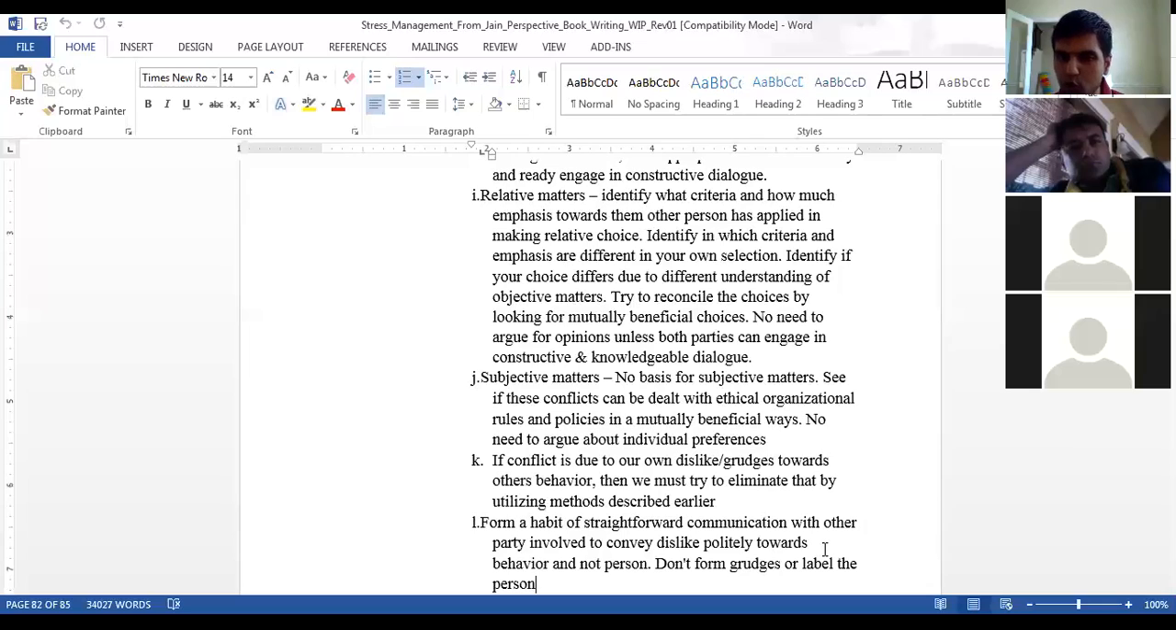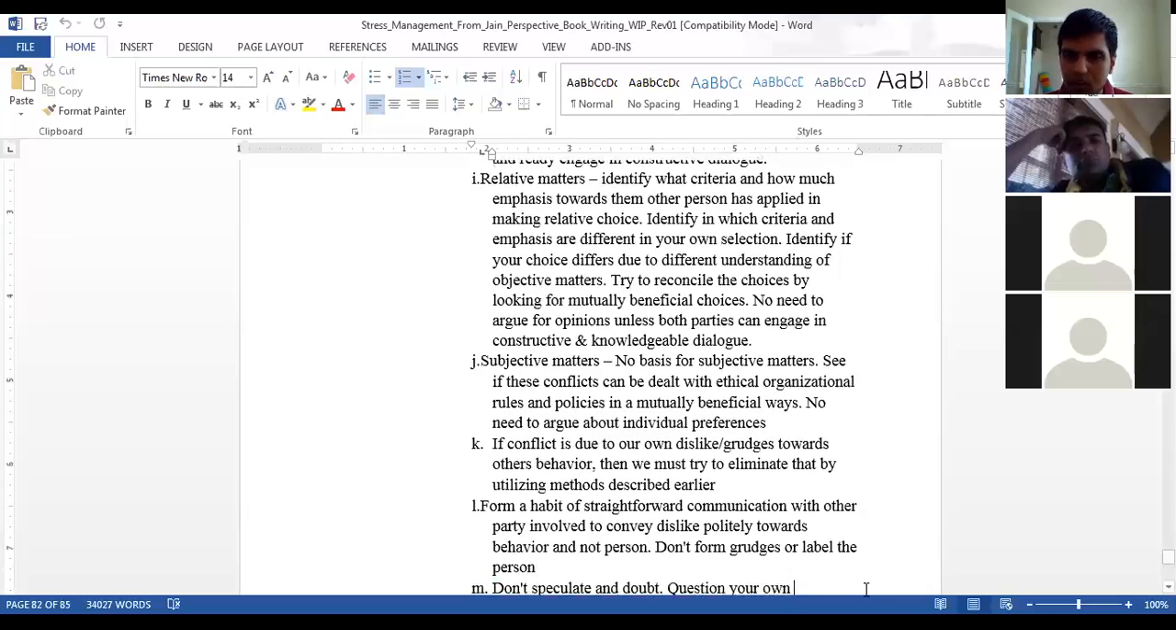So forming a habit of straightforward communication with the other party involved, to convey the dislike politely towards the behavior and not the person. So always, even when we have a dislike towards the other's behavior, think of it as a dislike towards that person's behavior, not necessarily towards the person in itself. A consciousness is a permanent entity. Maybe you have a problem with the individual behavior at the time, but that doesn't make the whole person bad forever. There is no basis for us to hold grudges or dislikes forever. So that's the way to deal with that type of conflict.